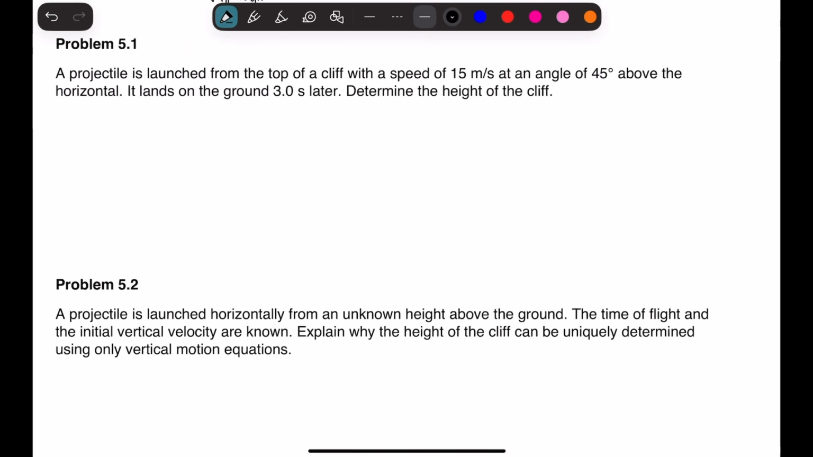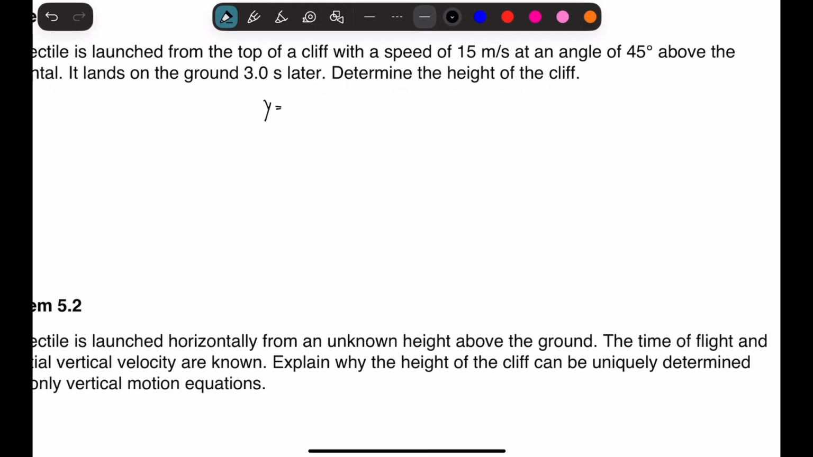A projectile is launched from the top of a cliff with a speed of 15 meters per second at an angle of 45 degrees above the horizontal. It lands on the ground 3 seconds later. Determine the height of the cliff. So this means that we have to use our formula that relates height. So we have v initial y t minus 1/2 g t squared.